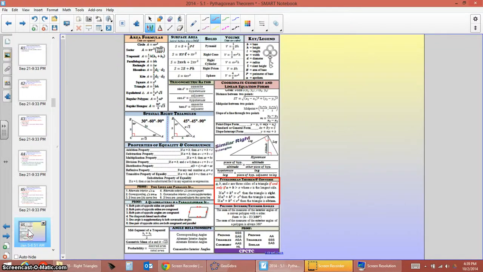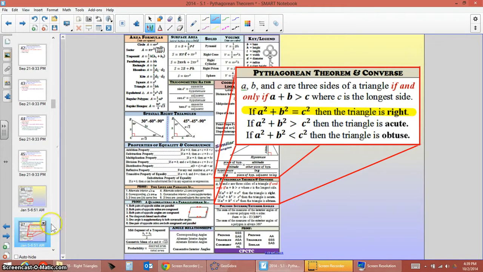So now if we look at the cheat sheet right here, this is kind of cool. A, B, and C are three sides of a triangle if A plus B is greater than C, where C is the longest side. It makes sense that this piece plus this piece has got to be longer than this piece. If it wasn't, they could never form a triangle, because the longest they could get would never touch. They never actually make a triangle. So the short sides have to be bigger than the long side.